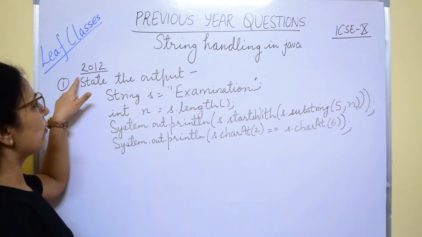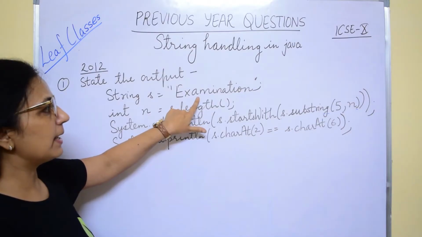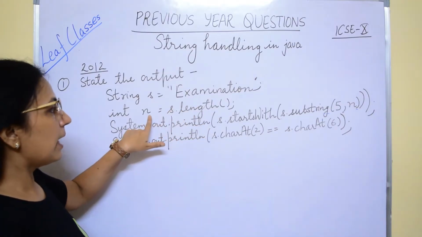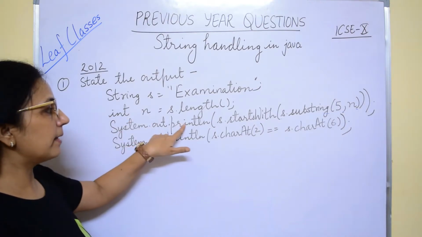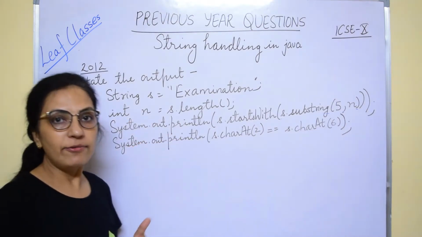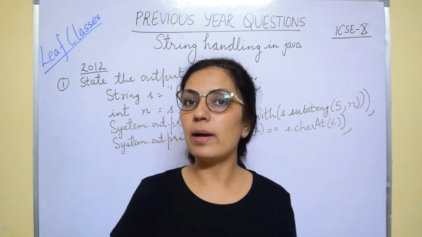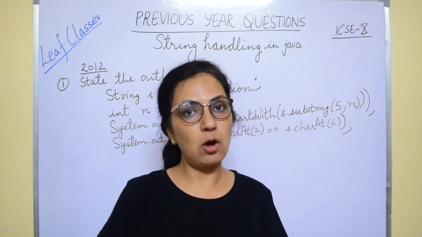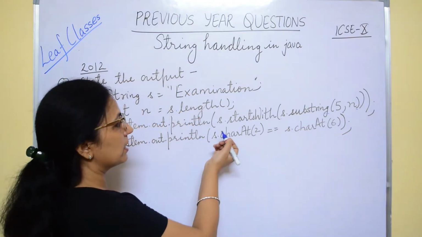The first question from 2012: the value of string S is given as "examination", then n is the length of the string S, and then we have two print statements. Whenever you have to write the output, please take care whether you are writing using print or println, then accordingly the output will be in the same line or different lines, okay?